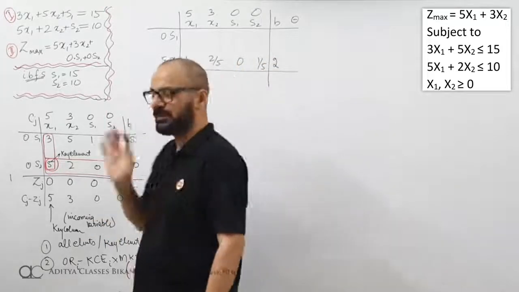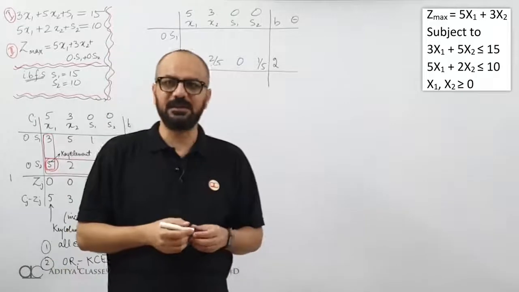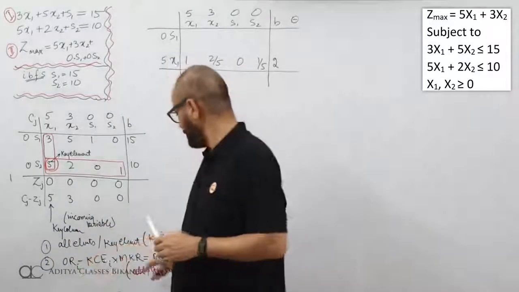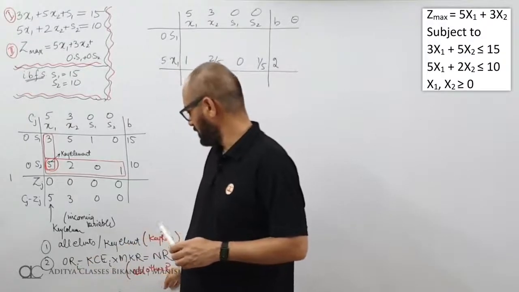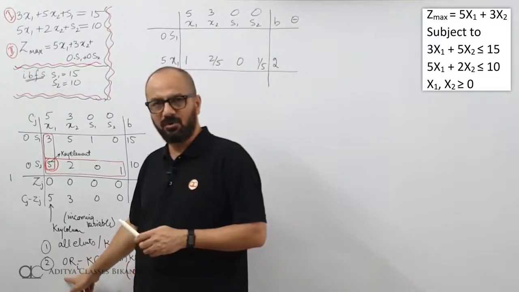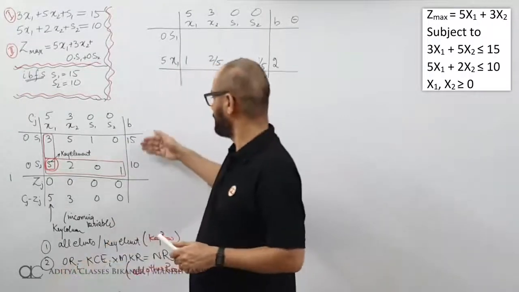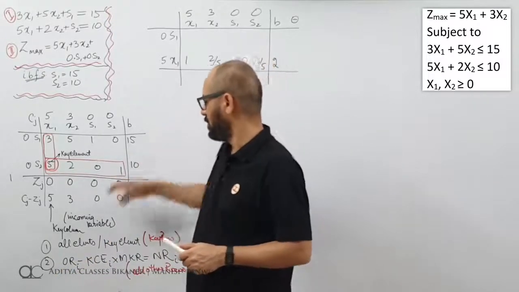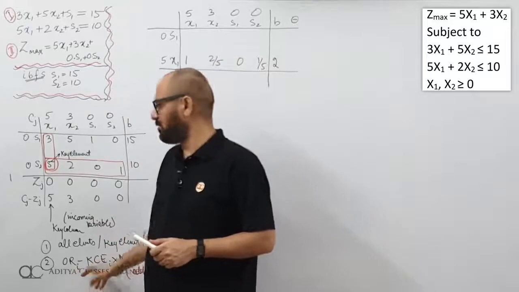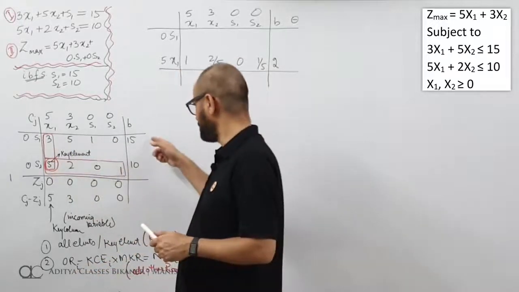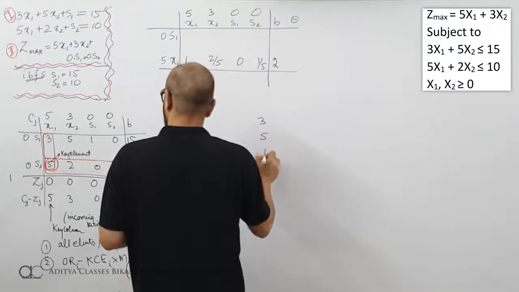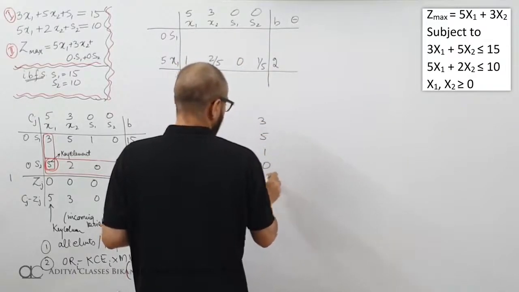So here we have transferred all elements of our key row. Now we need to transfer all the other rows. The formula would be old row. Now we are transferring the first row. This was the key row, so we have transferred that. Now we will be transferring the first row. Old row first minus key column element first. Old row first, we can write it down: that is 3, 5, 1, 0 and 15.